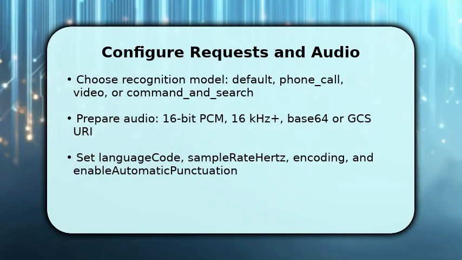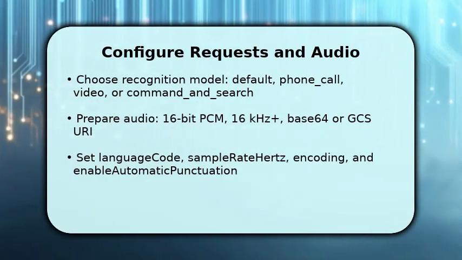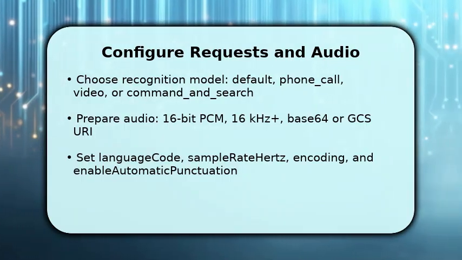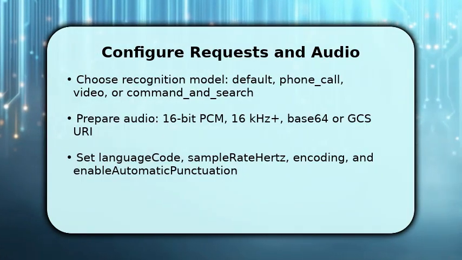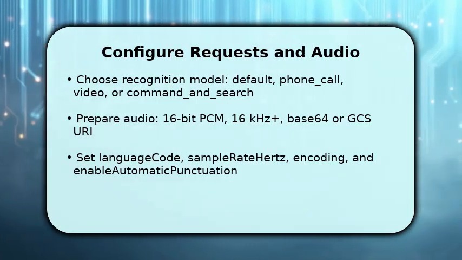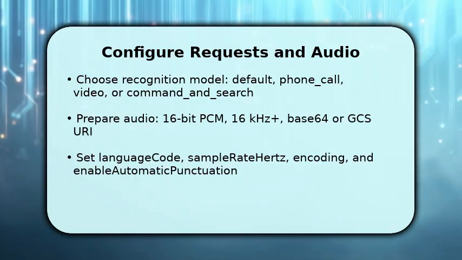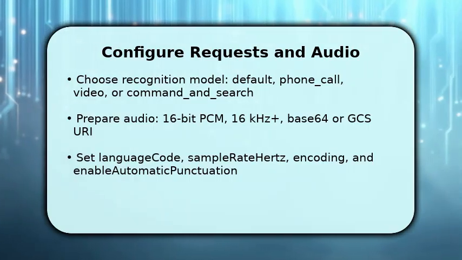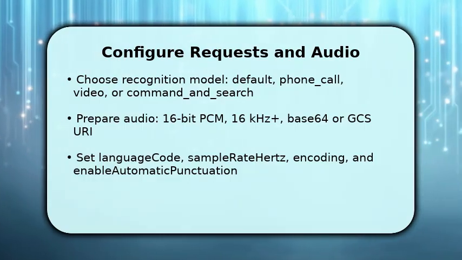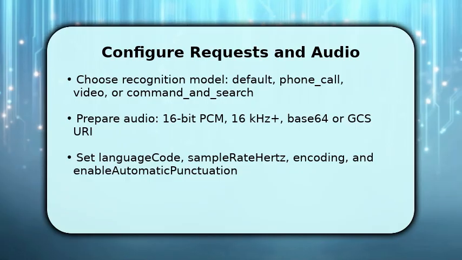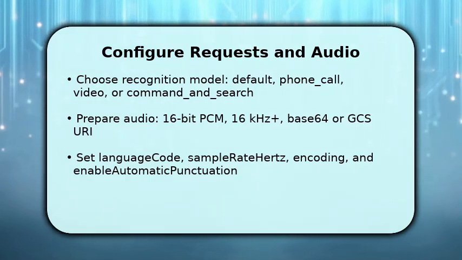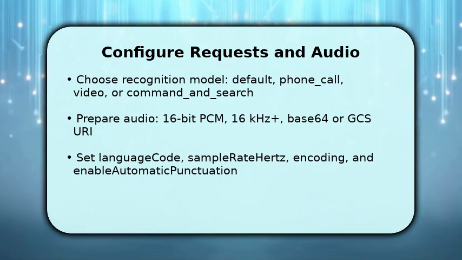You now construct the recognition request. Pick the right model for accuracy versus cost, for example video for multi-channel media. Then prepare audio to spec. Convert to 16-bit PCM or FLAC, set sample rate at or above 16 kHz, and prefer a GCS URI for large files. Configure recognition config fields like language code, encoding, sample rate hertz, and enable automatic punctuation to improve readability. When streaming, open a bidirectional gRPC.